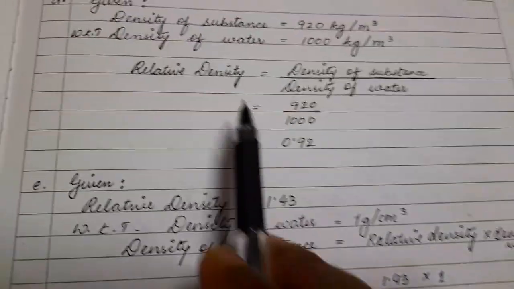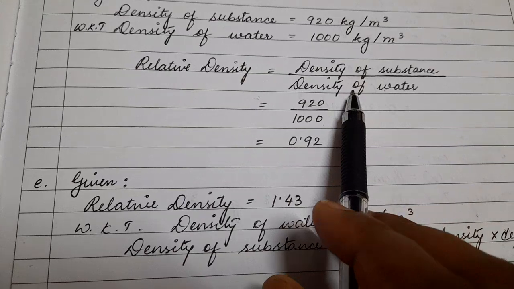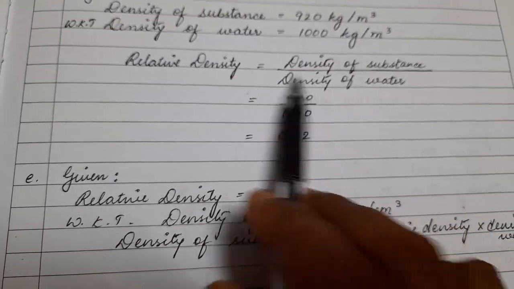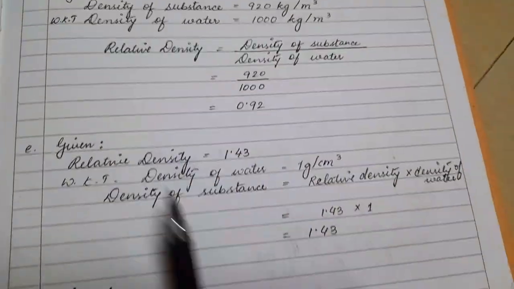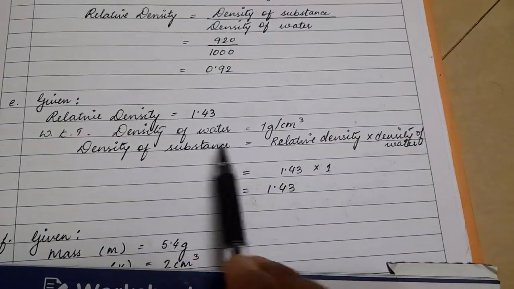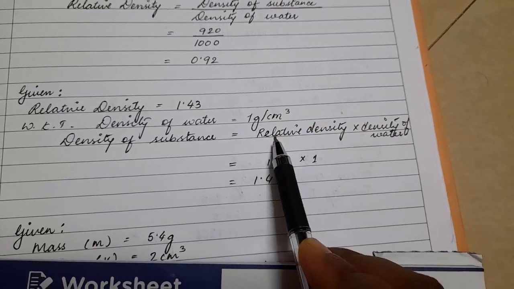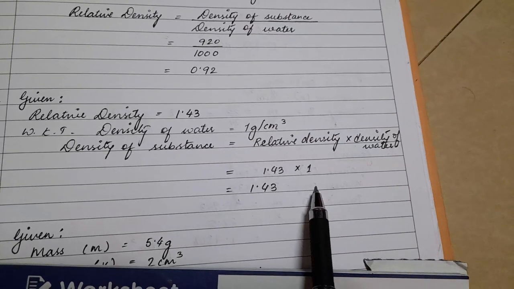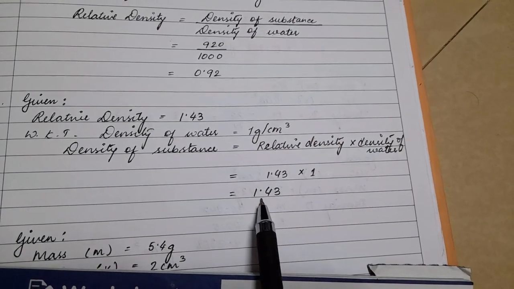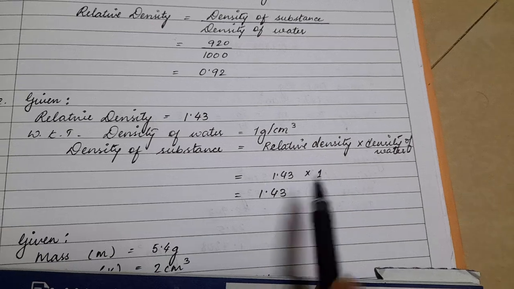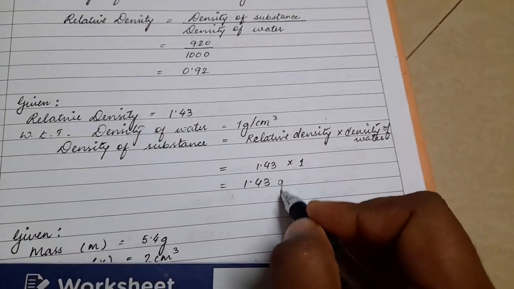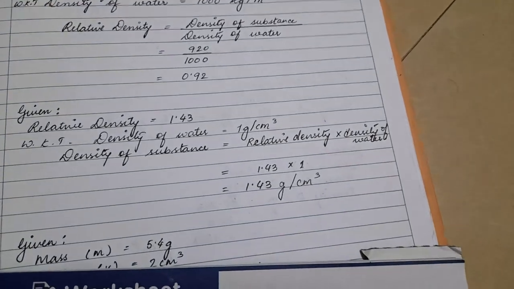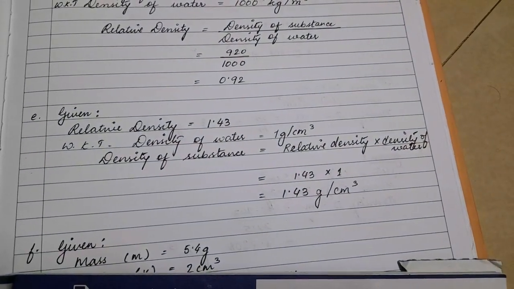If relative density is density of substance by density of water, then density of substance will be RD into density of water, as density of water goes up. So my new formula will be density of substance equals relative density into density of water. That is my rearranged formula. After that put the values and you get this answer. Density of substance is 1.43 gram per centimeter cube. That will be my density of the substance.